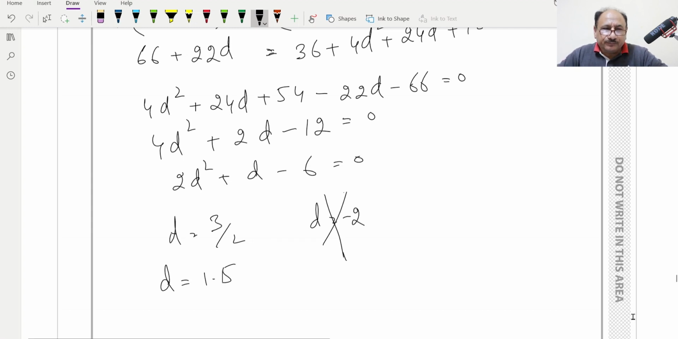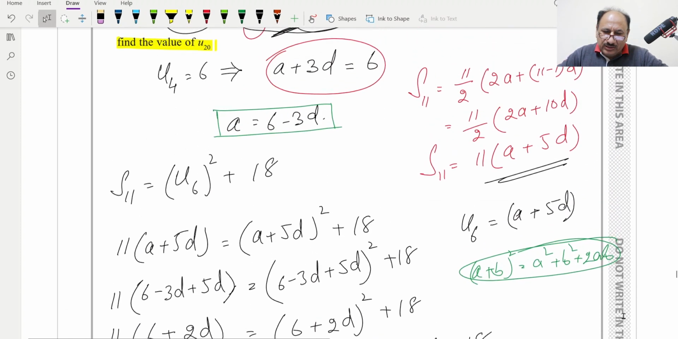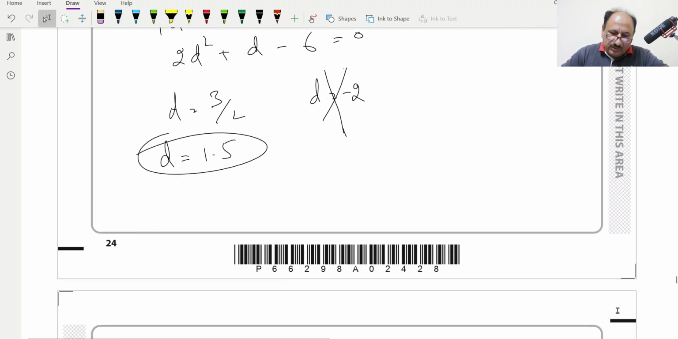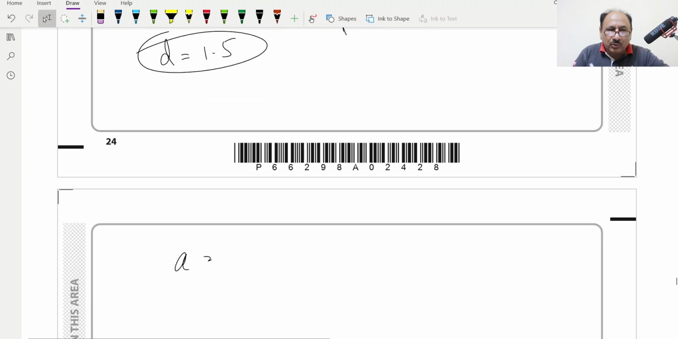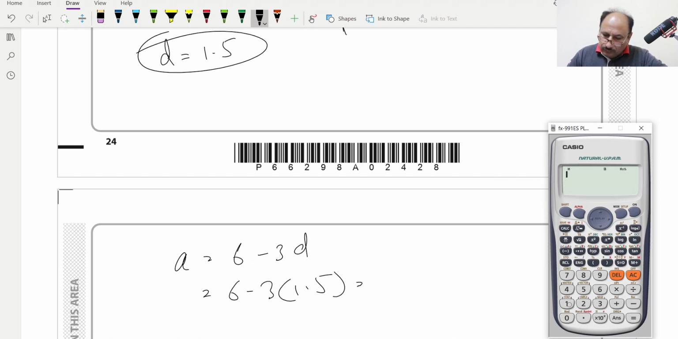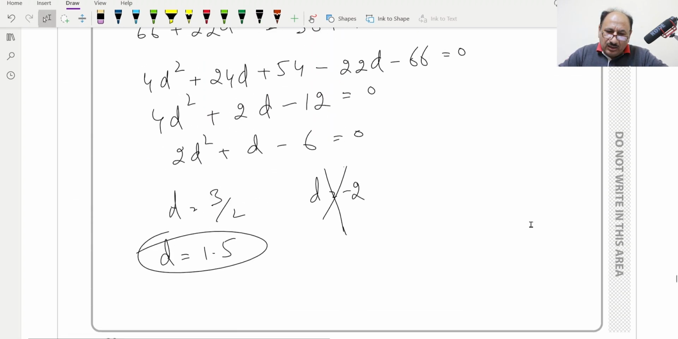With this d value we can replace in a. In this one, a is equal to 6 minus 3d. You can write on the next page: a is equal to 6 minus 3d, and the d value is 1.5. So 6 minus 3 into 1.5 is equal to, this will also be 1.5. So a and d both values are 1.5, and our task is what?